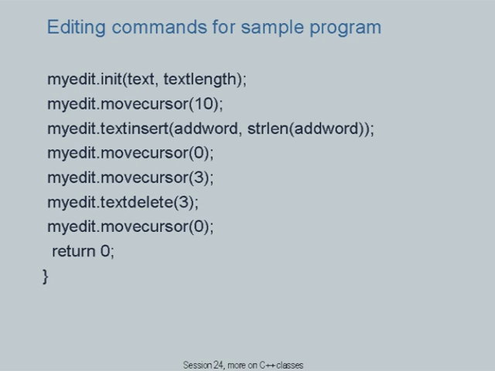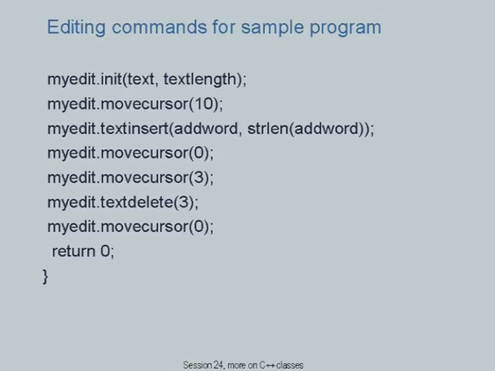Those particular actions that we were taking earlier, you will remember that for each of these actions, we had tons of code. All of that code has now become part of the editor class object. And the editor class object that I have instantiated is called myEdit. So whenever I say myEdit.init, this object will be initialized with the text and text length. That is my original text. In this particular case, the text is an arbitrary string A to Z, and the length is 26. But in actual practice, this text could contain thousands of characters, as I said. Next, I want to move the cursor to the 10th position. I simply say myEdit.moveCursor(10). That's it. It will move to the 10th position.